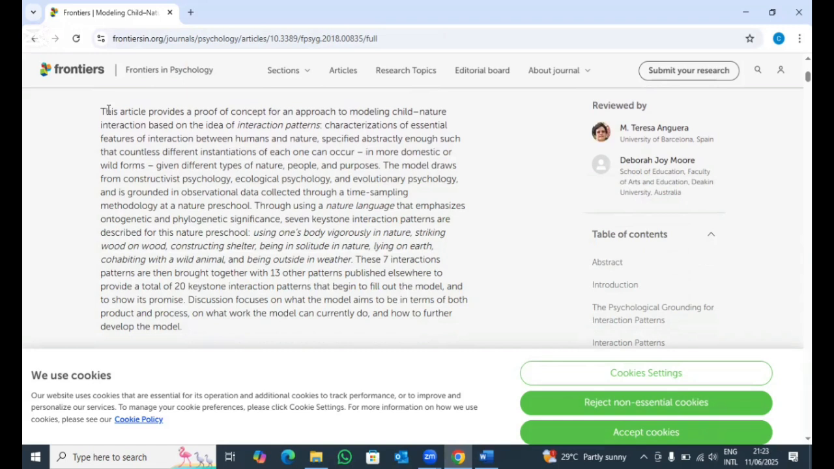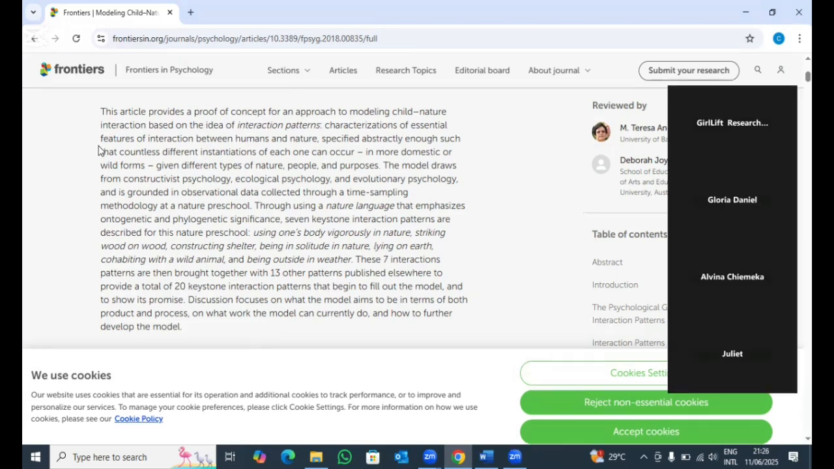This is the abstract. It said this article provides a proof of concept for an approach to modeling child-nature interaction based on the idea of interaction patterns, which are characterizations of essential features of interaction between humans and nature, specified abstractly enough so that countless different instantiations of each one can occur in more domestic or wild forms, giving different types of nature, people, and purpose. Before I go further, please don't ever have your sentence this long. It's not good. This sentence is quite long, so we can avoid long sentences like that.